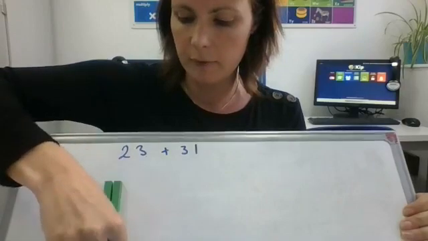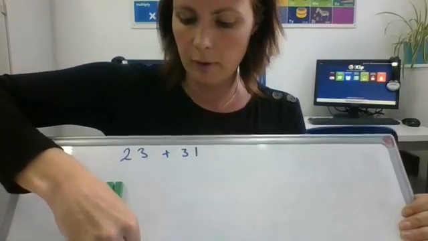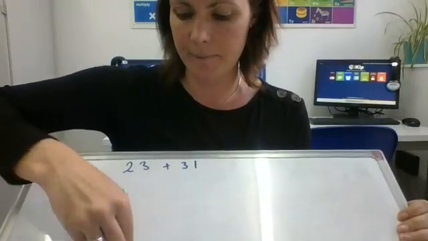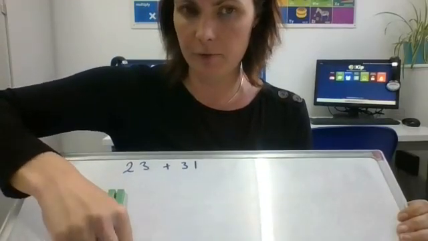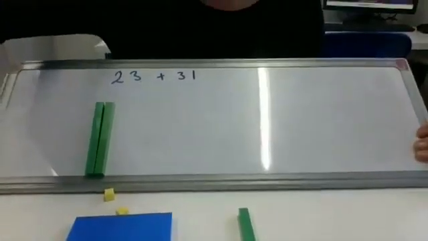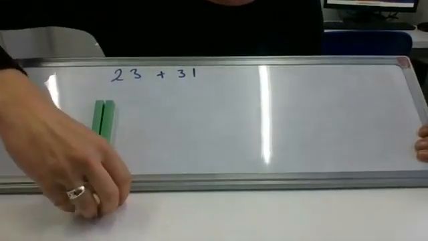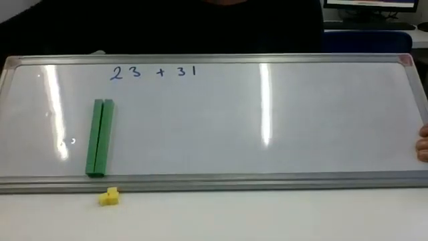Ooh, I'm going to balance them. It worked really well in rehearsal. There we go, 3 ones. Maybe just put them on the table. So that's my 23, and then I've got my 31.